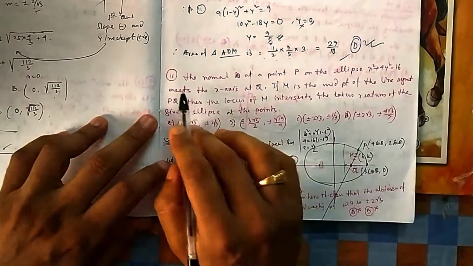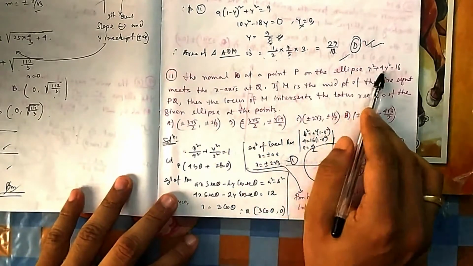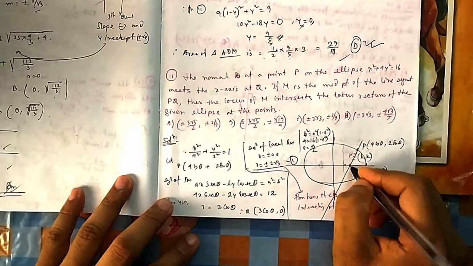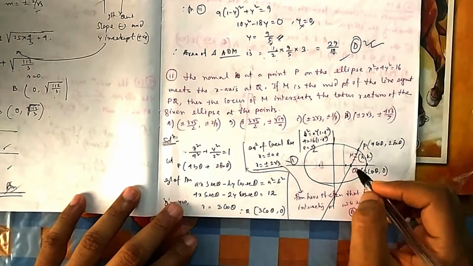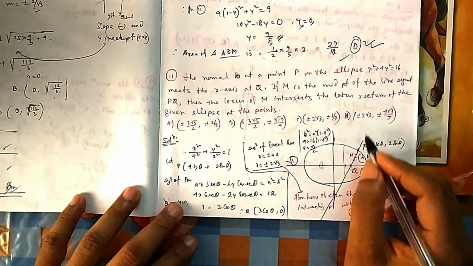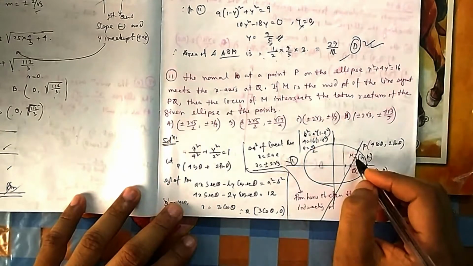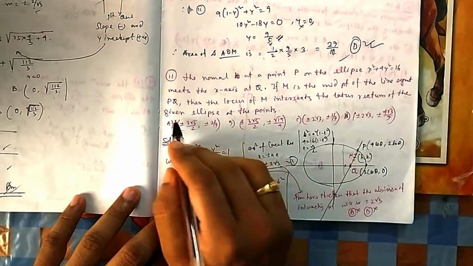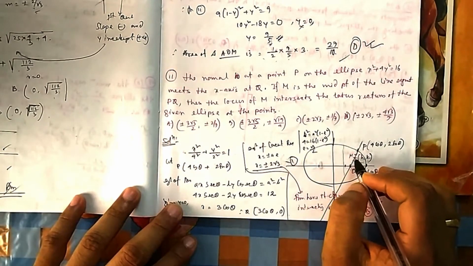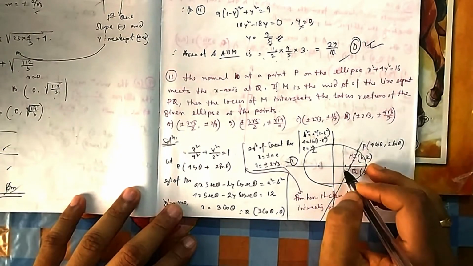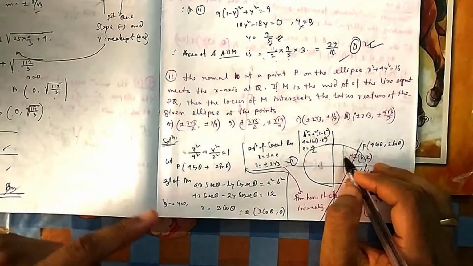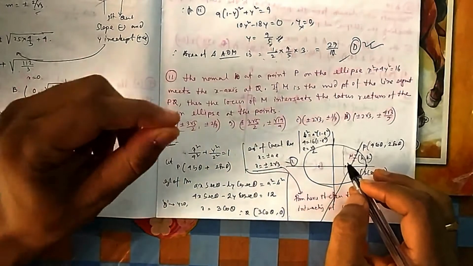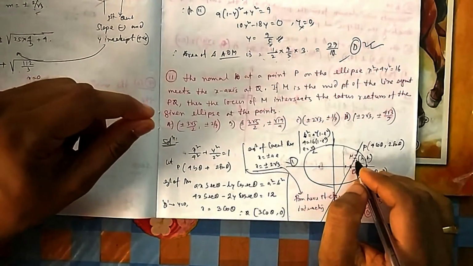Now if you come to question number 11, the normal at the point P on the ellipse meets the x-axis at Q. So you take a normal at any point, and it meets the x-axis at Q. If M is the midpoint of the line segment PQ, then you need to find the locus of M. Not only this, the locus of M intersects the latus rectum of the given ellipse. That means you have to solve the locus and the latus rectum equations, and find where they meet. So first you have to find the locus of M.